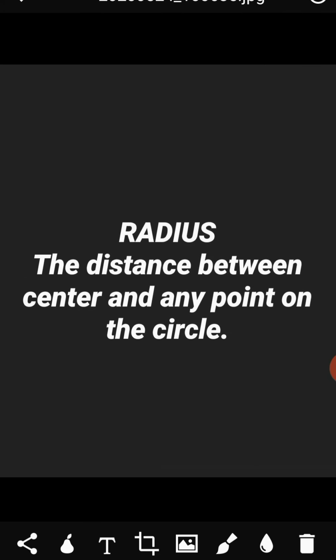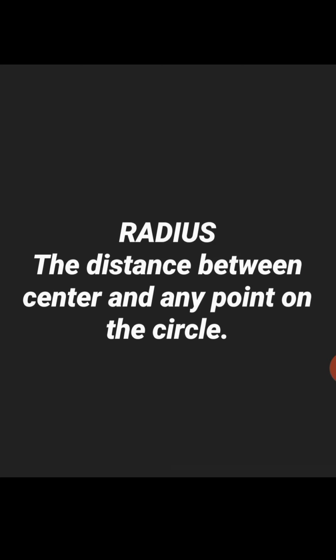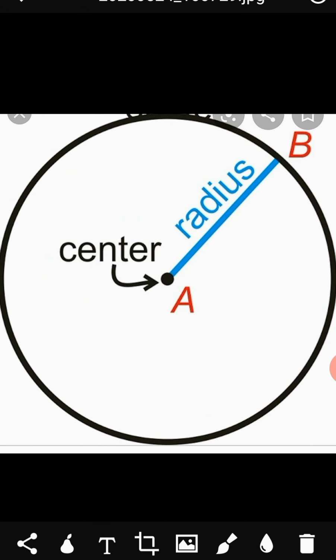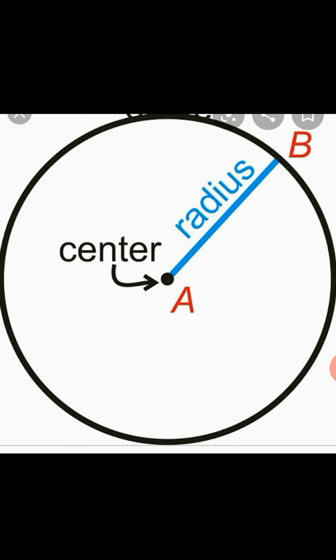Next is radius. So what is the radius of the circle? The distance between the center and any point taken on the circle, that is called the radius of the circle. So this is the center A of the circle. Center of the circle is represented by point A and any point B taken on the circle, and the center and that point on the circle joined through a line segment, that is called the radius of the circle. So AB is the radius of the circle here.